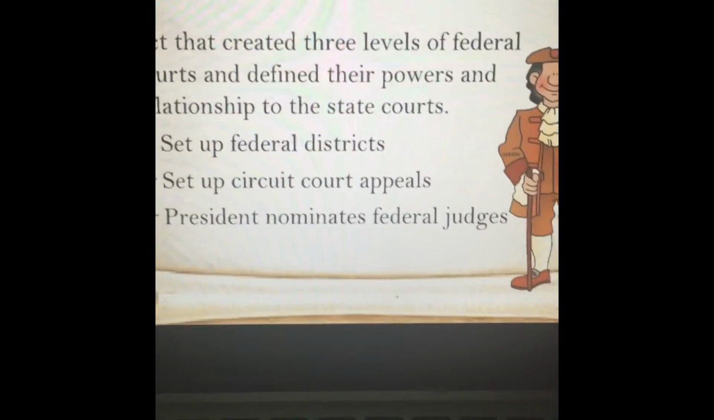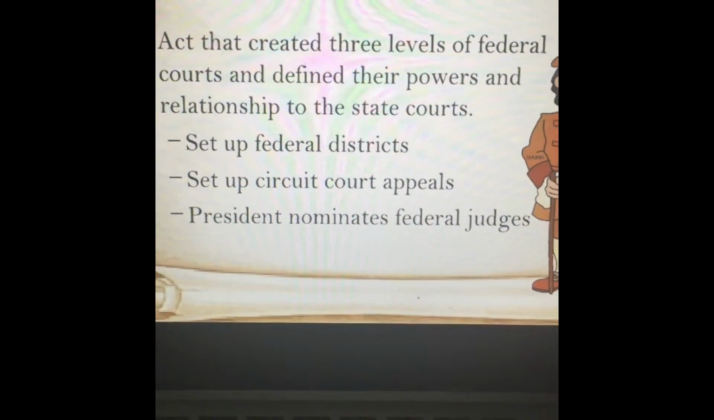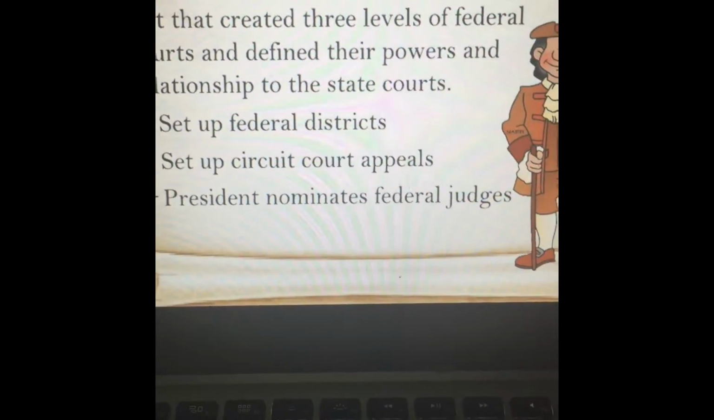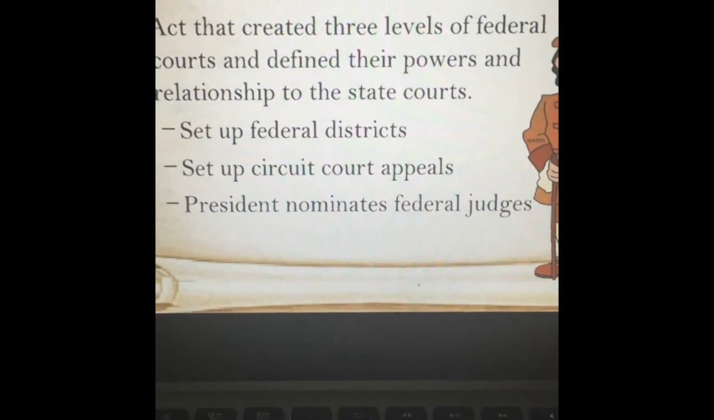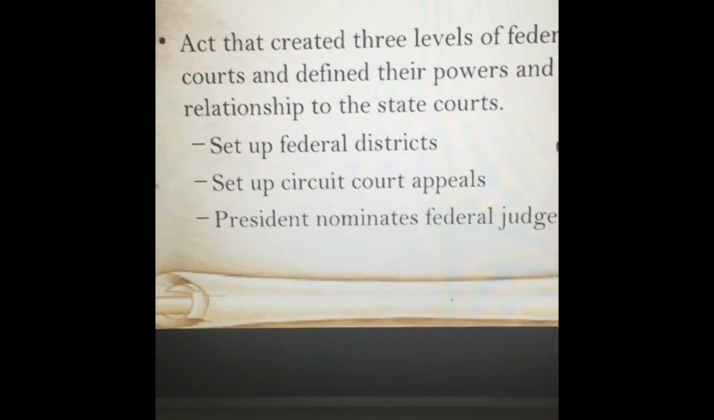Basically, what you need to know to sum it up is the Judiciary Act is the act that created 3 levels of federal courts and defined their powers in relationship to the state courts. It set up federal districts, set up circuit courts of appeals, and the president nominates federal judges.